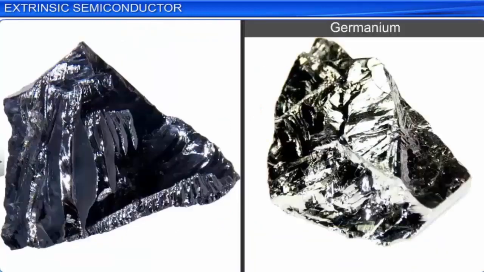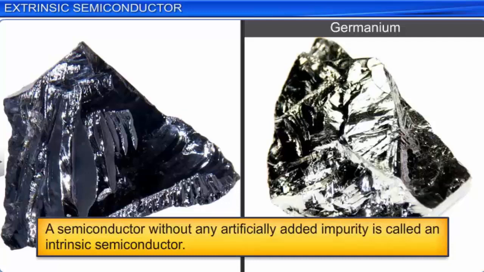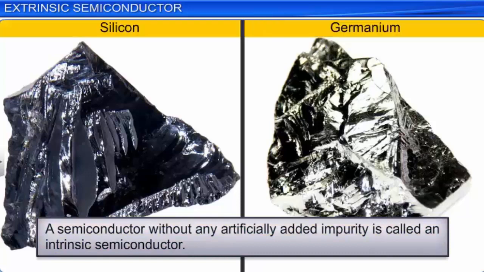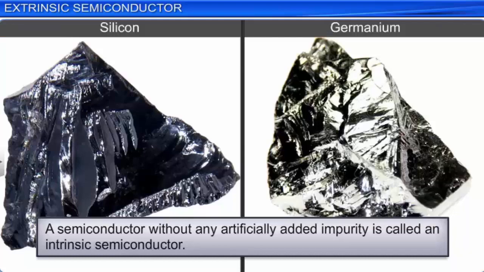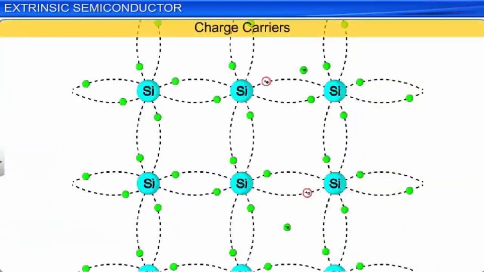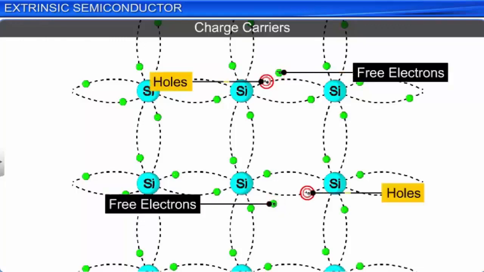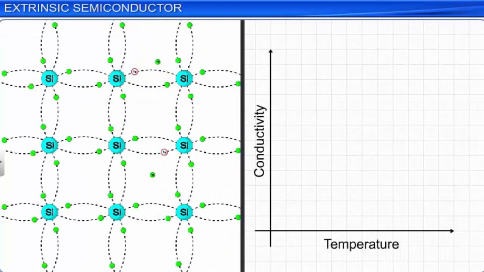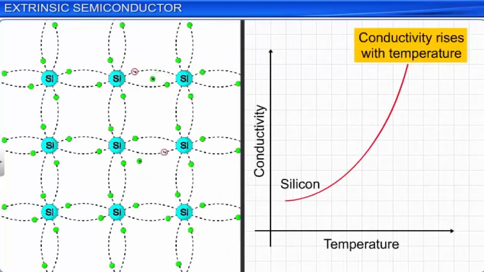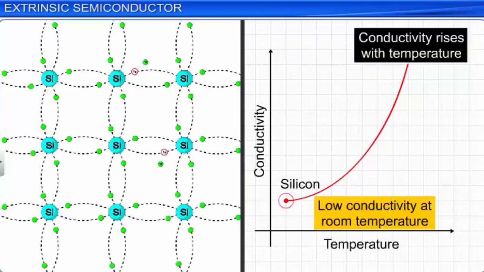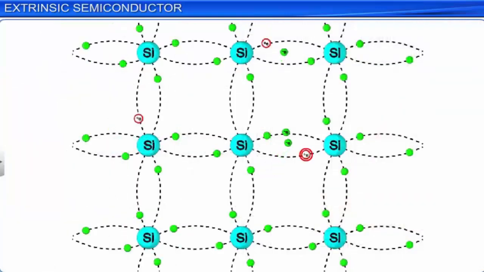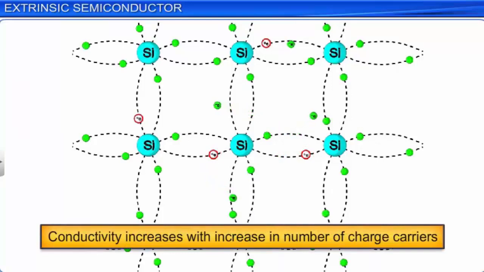As we learnt earlier, a pure semiconductor without any impurities in it is called an intrinsic semiconductor. Both silicon and germanium exist as intrinsic semiconductors. There are two types of charge carriers in the crystal lattice of an intrinsic semiconductor: the negatively charged free electrons and the positively charged holes. The conductivity of an intrinsic semiconductor increases with rise in temperature, as more electrons break away from the covalent bonds of the semiconductor atoms. However, at room temperature, intrinsic semiconductors have very low electrical conductivity. The electrical conductivity of an intrinsic semiconductor can be improved by increasing the number of free electrons or holes in it at room temperature.